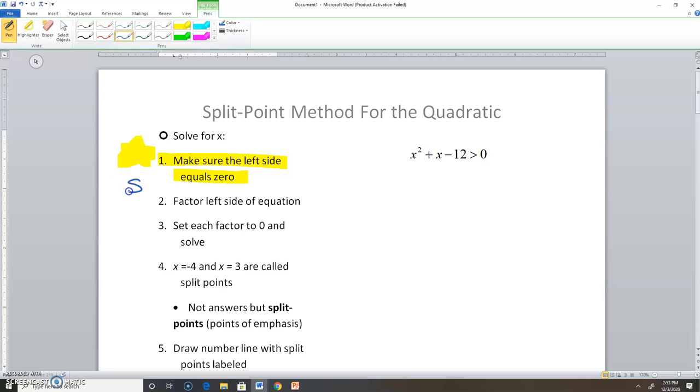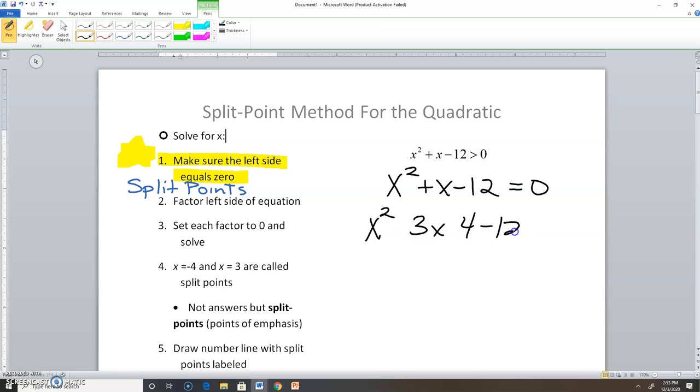The next step is going to involve us finding our split points. So how am I going to find my split points? Remember, they're just your x-intercepts. So all we're going to have to do is factor. I'm just going to pretend like that's not a greater than sign and make it an equal sign. Okay, factors of 12 that subtract to give me 1. Well, I could do a 3 and a 4. Forgot my x there. It needs to be negative 3 and a positive 4.